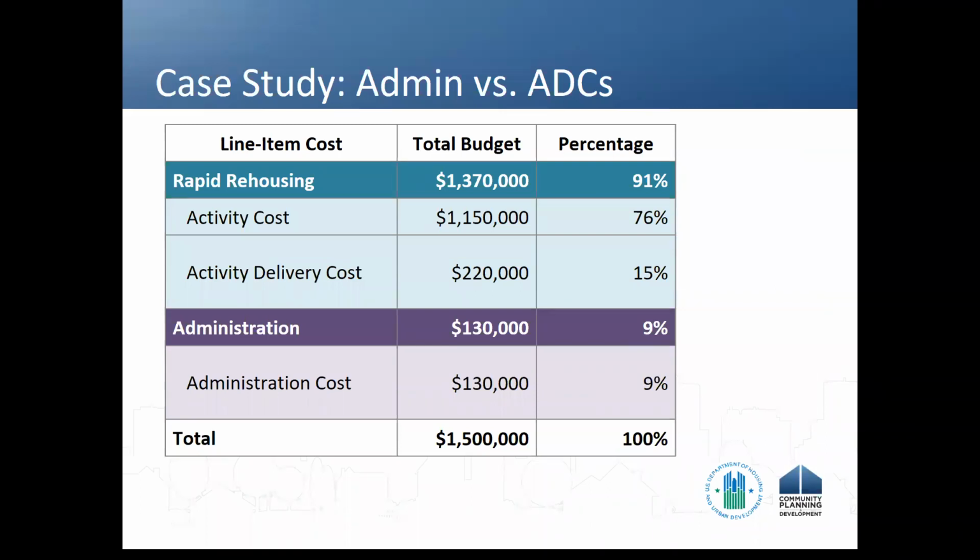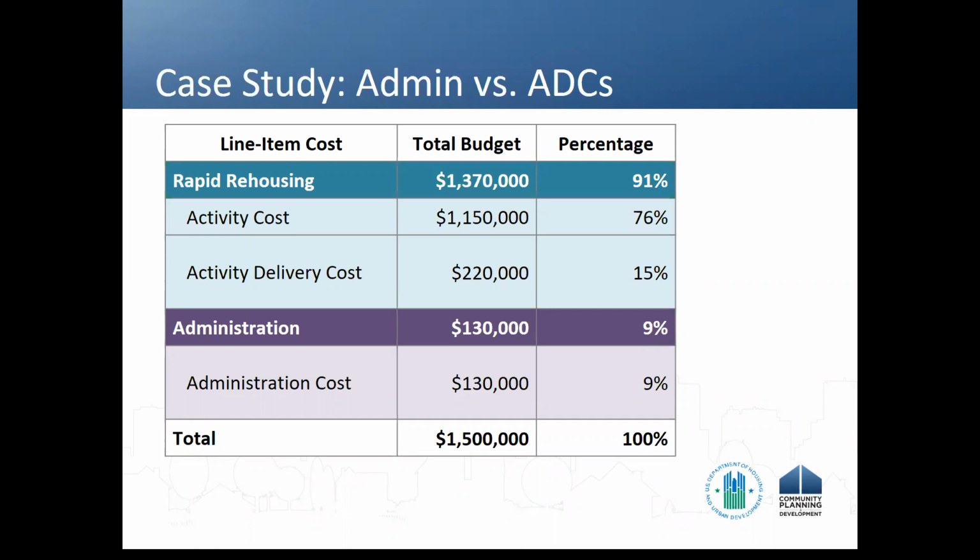So based on this example that we just went through, 15% of the entire ESG-CV grant is budgeted for staff salaries, supplies, and materials as an activity delivery cost, and 9% of the ESG-CV award is budgeted for equipment and staff salaries as administration costs. So even though only 2% of the ESG-CV award is budgeted for indirect costs, nearly 1/4 or 24% of the entire ESG-CV award is budgeted for direct and indirect costs for local staff salaries, supplies, and equipment.